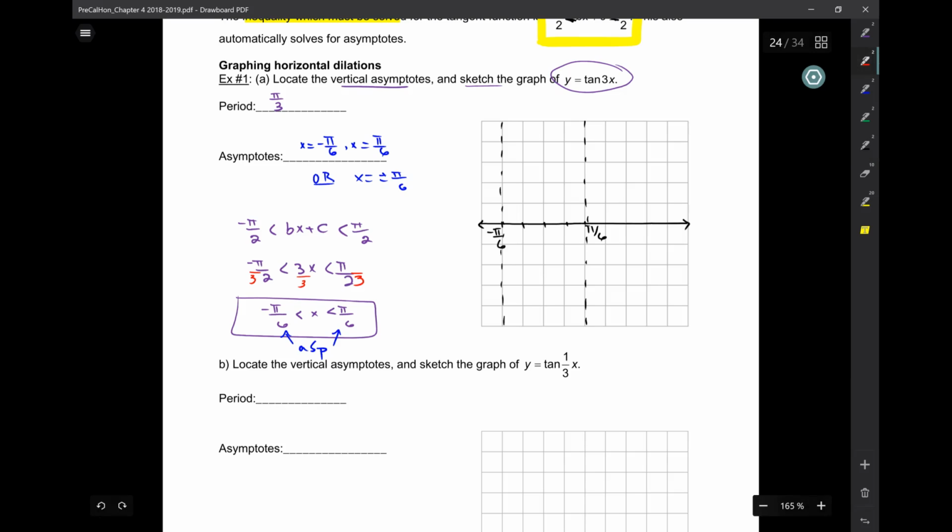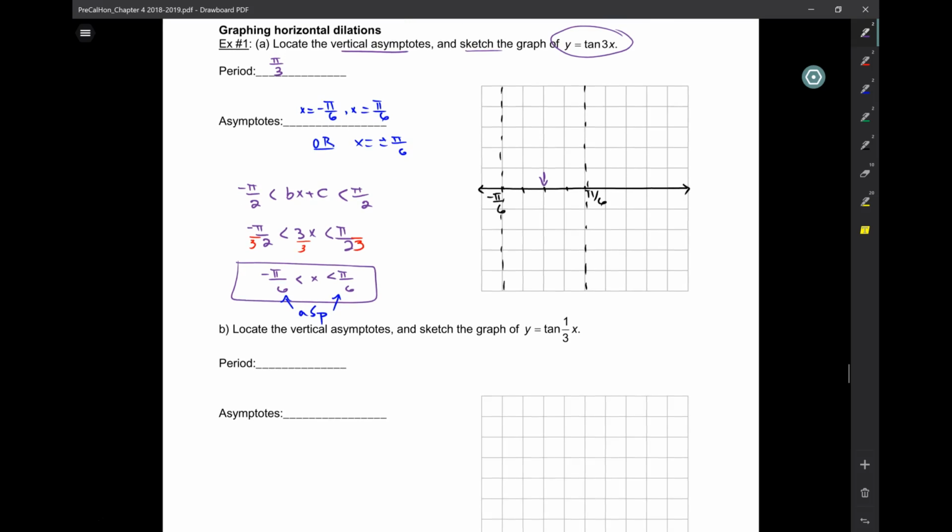Okay, now we need to find midpoints. The midpoint from the very beginning to the very end, right? We're going to do negative pi over 6 plus pi over 6, divided by 2. So what's the midpoint there? 0. And we know also that eventually that's where the y-axis is going to go.